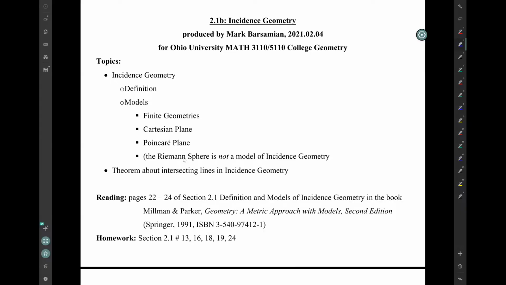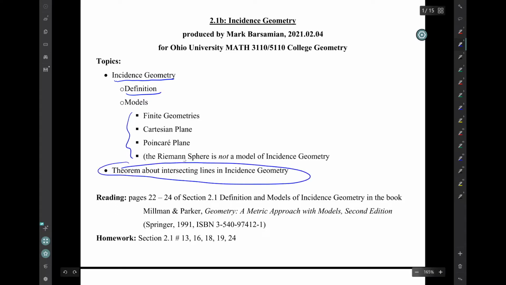In this video, I'll be discussing incidence geometries. More specifically, I'll be talking about what's called incidence geometry. I'll define it and discuss some models of incidence geometry. And then I'll discuss a theorem about intersecting lines in incidence geometry.